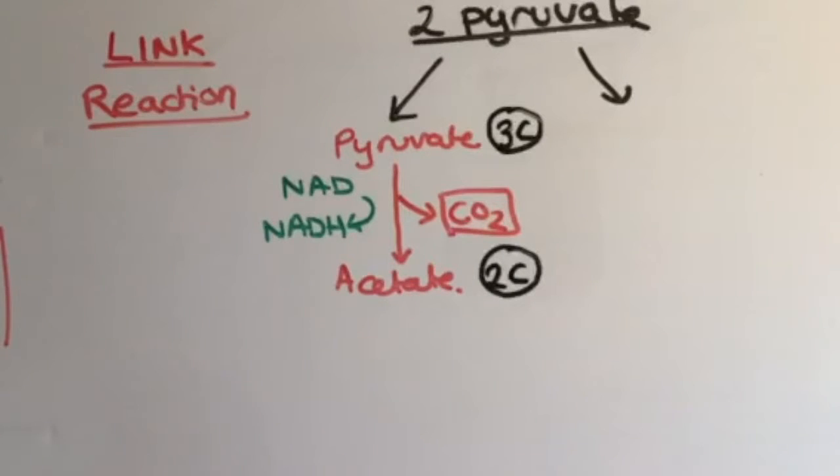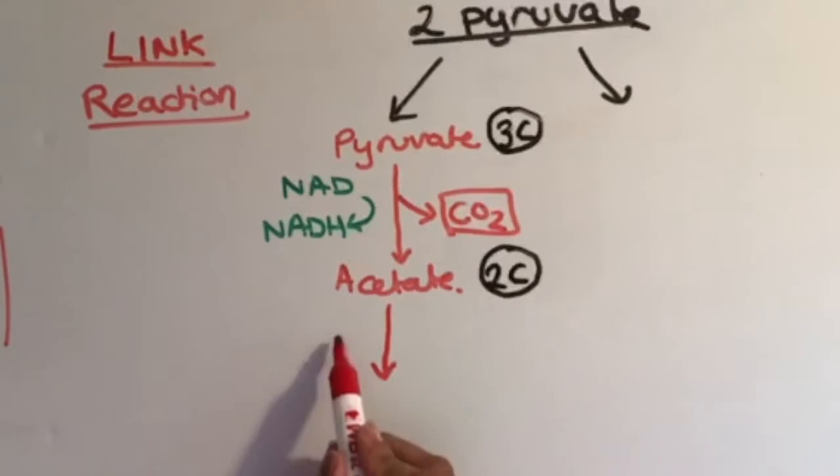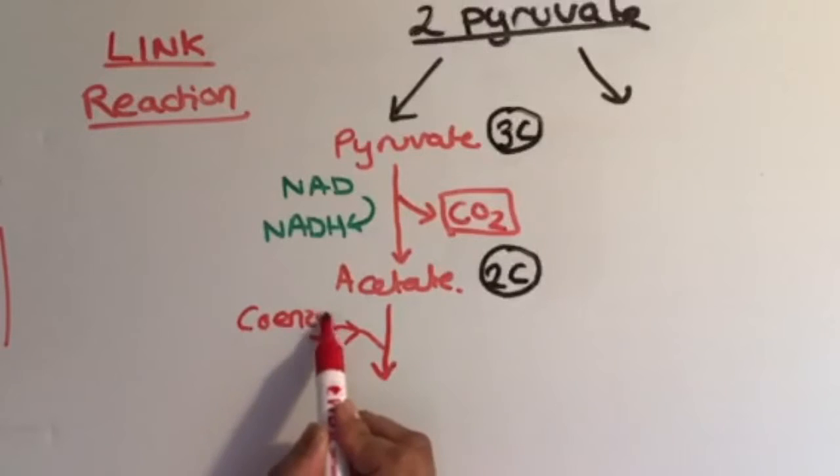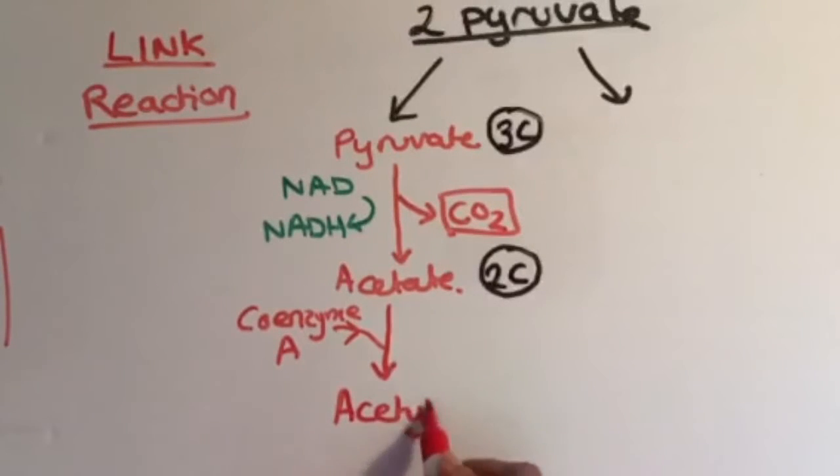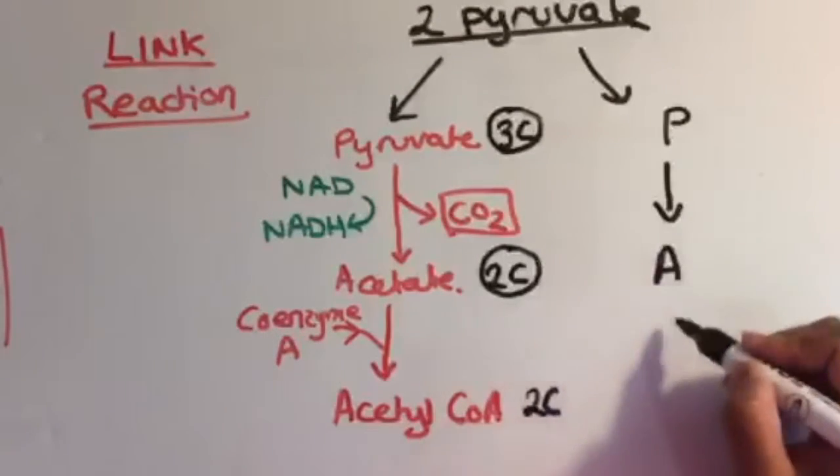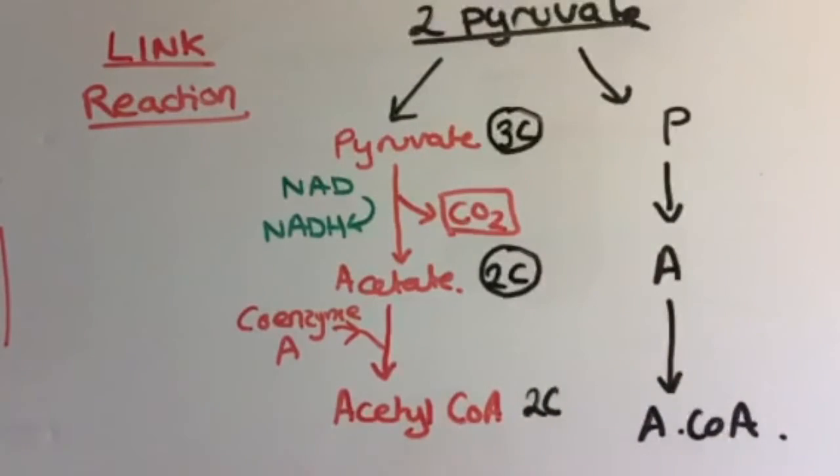Then the acetate combines with a molecule known as coenzyme A to form acetyl-CoA, which is also 2 carbons long. This then will enter the Krebs cycle, also known as the citric acid cycle. Do remember that this process happens twice for each glucose molecule. So 2 pyruvates will form, so 2 acetyl-CoAs will form.